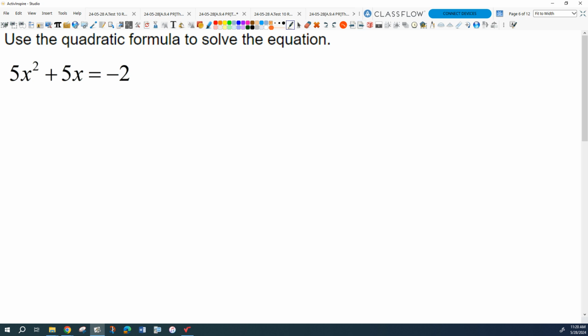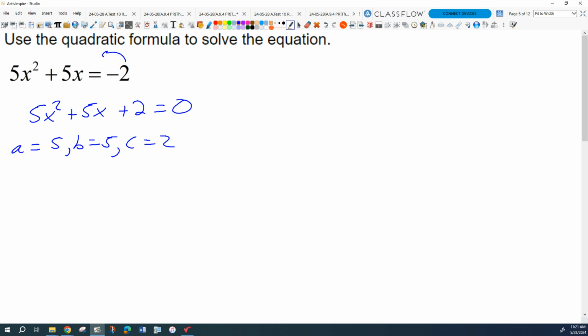Okay, same kind of thing here, but this time, what do I need to do first? Add the 2. Okay, so first step, we have to push that 2 over to the other side, so I get 5x squared plus 5x plus 2 equals 0. So what are my values of a, b, and c? 5, 5, 2. And I just use the quadratic formula.